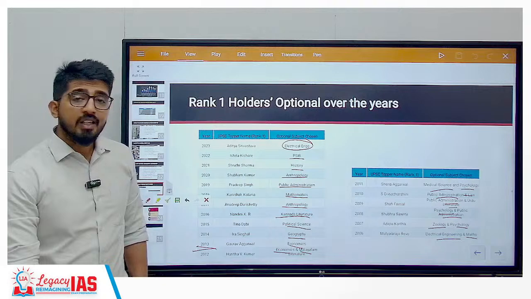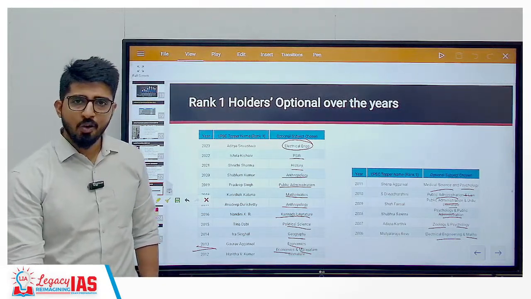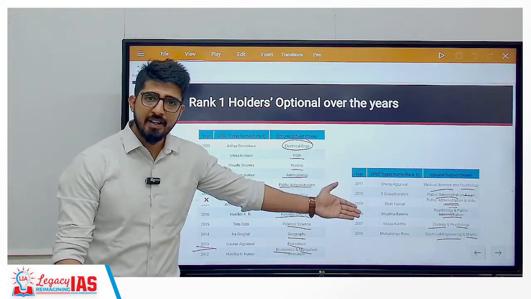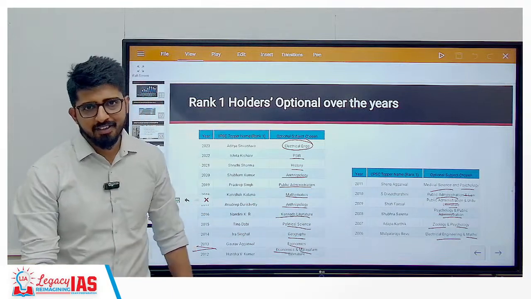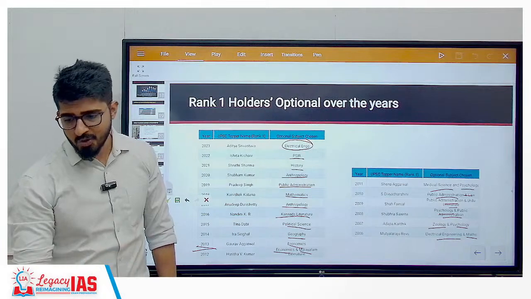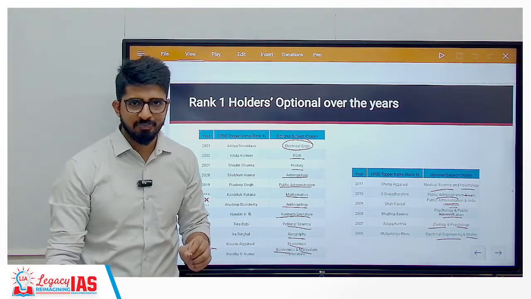What you can observe is that it doesn't matter which optional you have chosen, you must have interest. All the optionals have equal chance, but you should have that interest. That is why you are supposed to consider the interest factor.